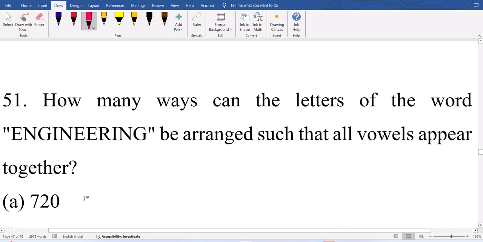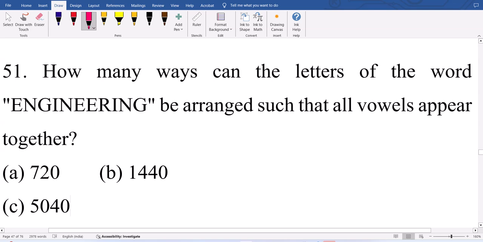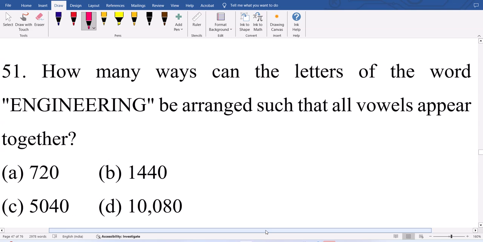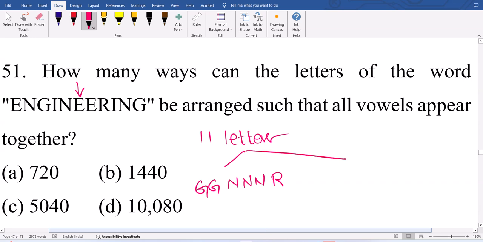Now what about this question here? Permutation combination. Vowels together. Now in engineering, how many letters? As an engineer, we should know. So 11 letters. Among that, the problem again is vowels and consonants. Consonants are G 2 times, N 3 times, R 1, vowels E 3 times, I 2 times. I believe I got all 11.